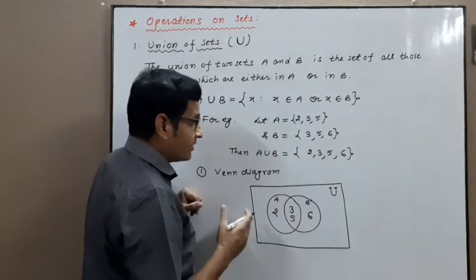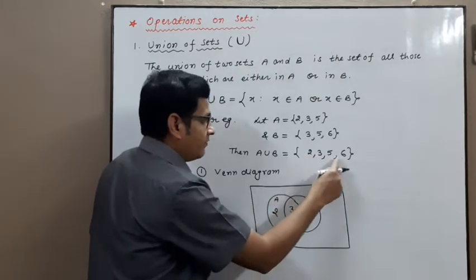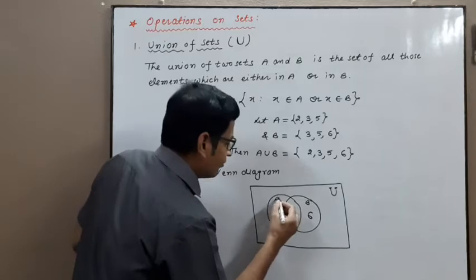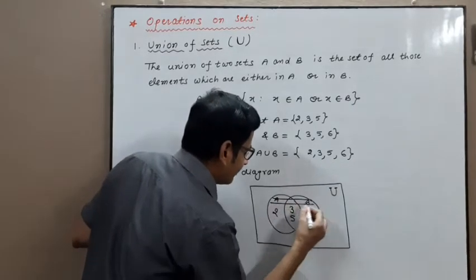Which portion shows us A union B? 2, 3, 5, 6. Means shade this whole portion. So this whole portion represents A union B.